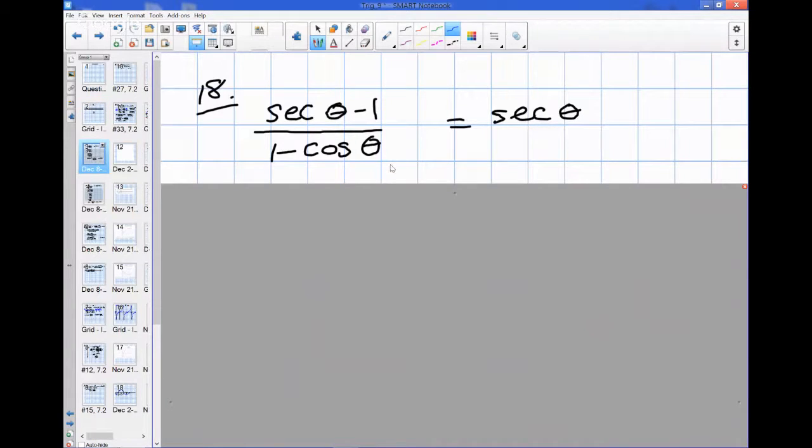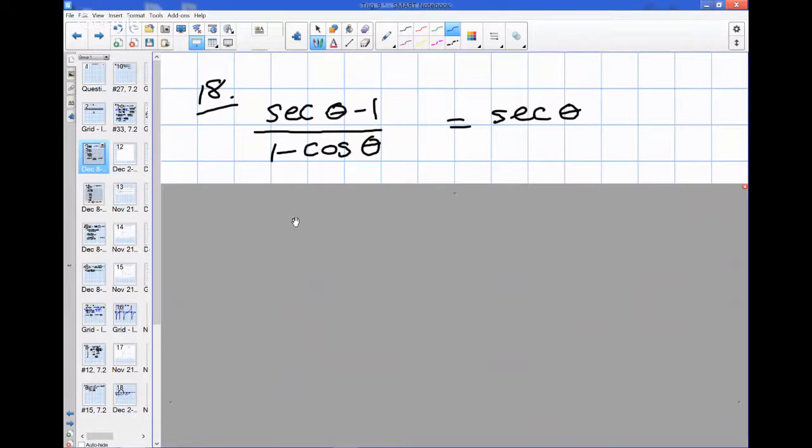So here is an identity that most likely you've never seen before. The secant of theta minus 1 over 1 minus the cosine of theta is always equal to the secant of theta, supposedly. Now, to prove an identity, we have to use those 8 basic identities we were just talking about in order to demonstrate that one side of the equation really is the same as the other side.